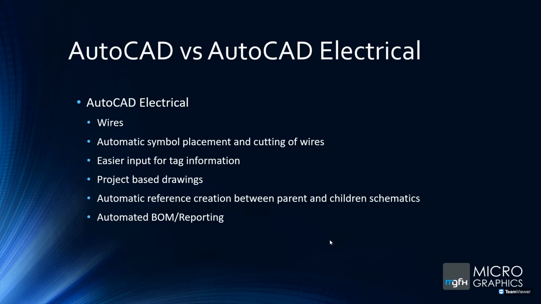Then you've got automatic symbol placement and cutting of wires. So when you put a symbol in, maybe a push button or contact or a relay, it'll automatically cut that wire, because it knows that when you're putting a component into a wire, the wire comes in one end and goes out the other, and there's nothing in between. Then there's easy input for tag information. Instead of having to select your block, right click, edit attributes, find the one you want and change it, it's got a very quick and easy edit component dialog box, which you'll see a little bit later.